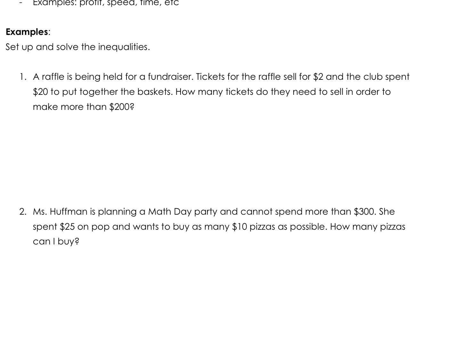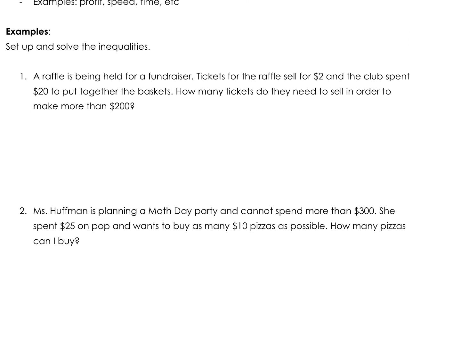So in our first example, we have that a raffle is being held for a fundraiser. Tickets for the raffle sell for $2 and the club spent $20 to put together the baskets. How many tickets do they need to sell in order to make more than $200? So one half of our inequality, so one side, is going to be a linear equation. Then you'll have an inequality instead of an equal sign, and then the value.